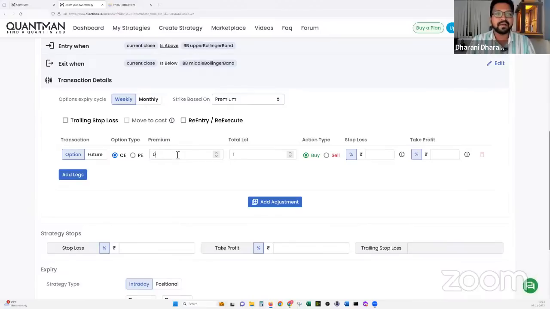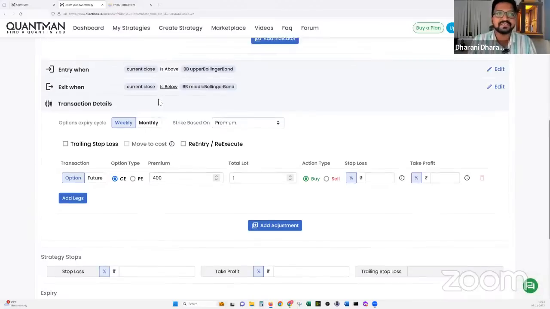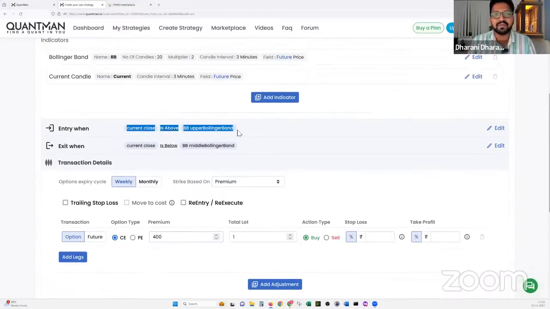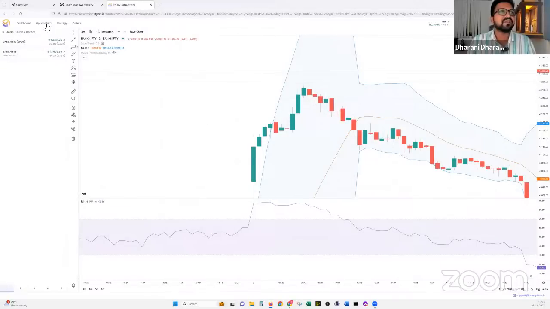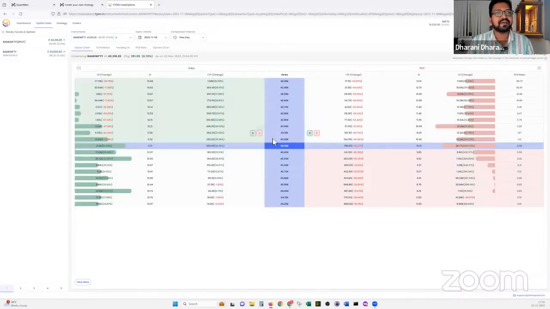Okay, so premium. I say if this condition is satisfied, the current candle closes above the upper Bollinger Band, then we need to buy a call option near 400 rupees of premium. So now what I do, I just go to option data.